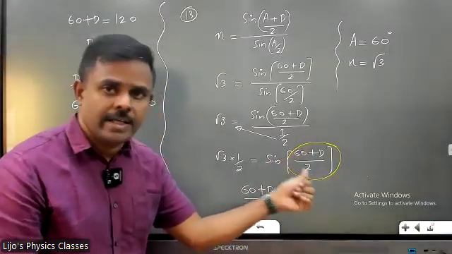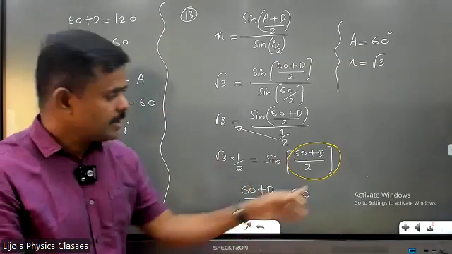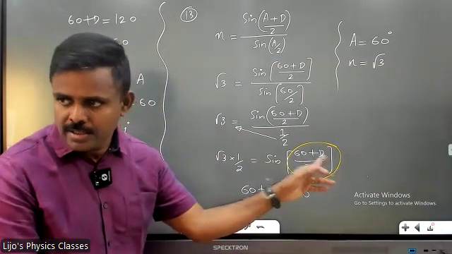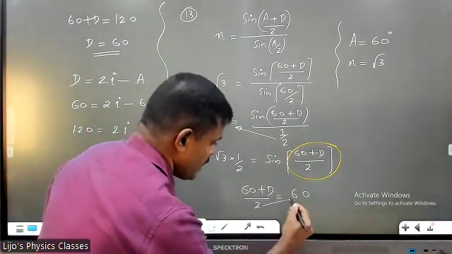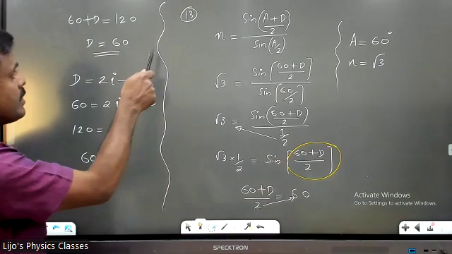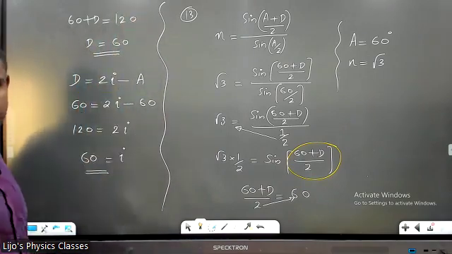Sine what is equal to root 3 by 2? Sine 60 is equal to root 3 by 2. So in place of this bracket, you should be having 60. So (60 plus D) by 2 is equal to 60. Cross multiply, 2 into 60 is equal to 120. So 60 plus D is equal to 120. D is equal to 120 minus 60, that is equal to 60.